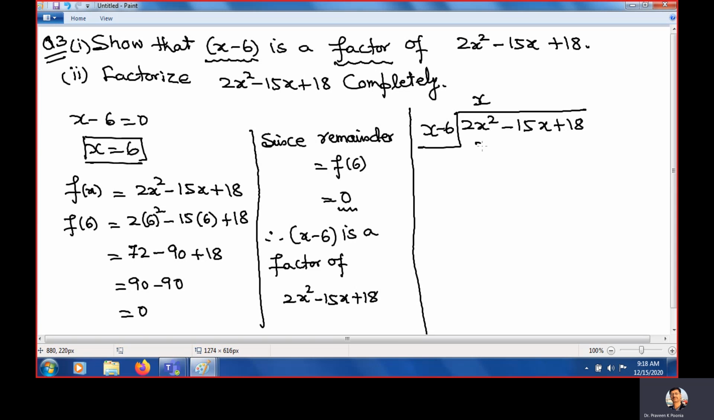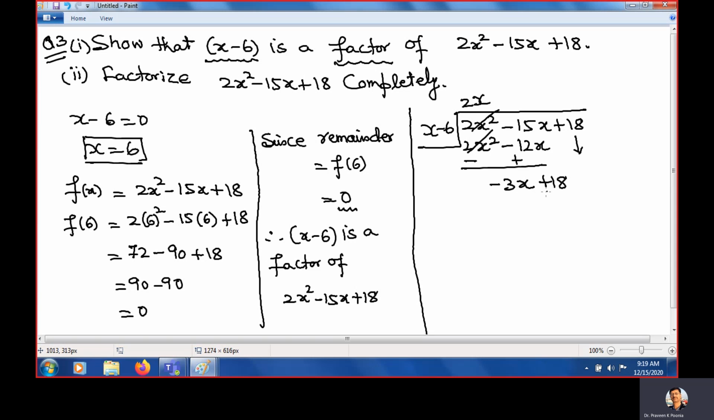So we need to multiply by x, so x², but 2 extra is here, so we will type 2x. So 2x into x is 2x², minus 2 times 6 is 12x. Now subtract: minus plus, this finished. Plus 12 minus 15, so minus 3x. Bring 18 down.